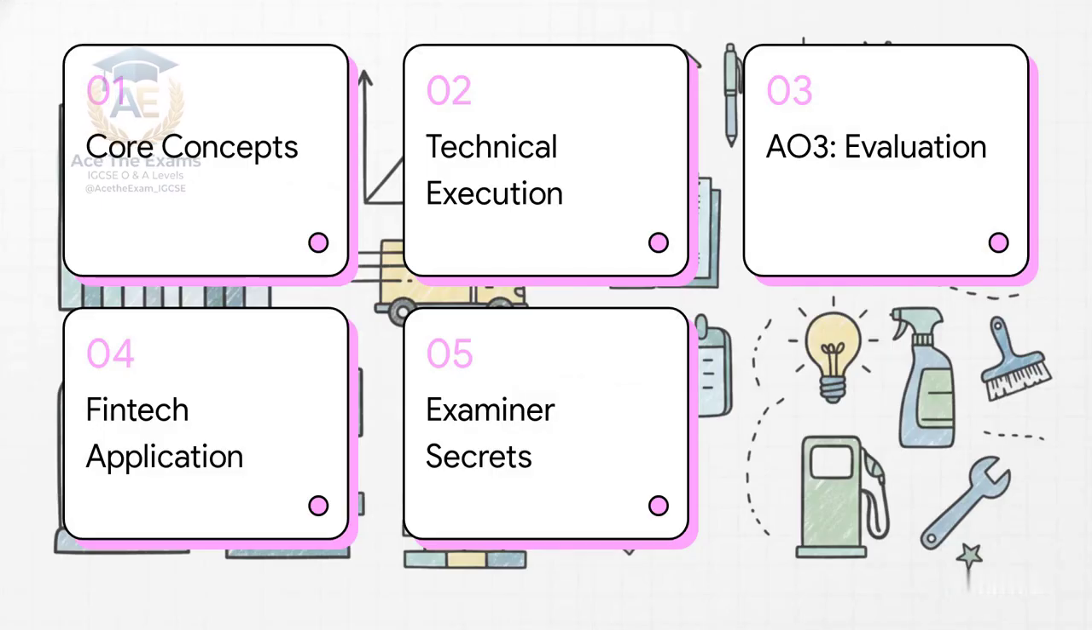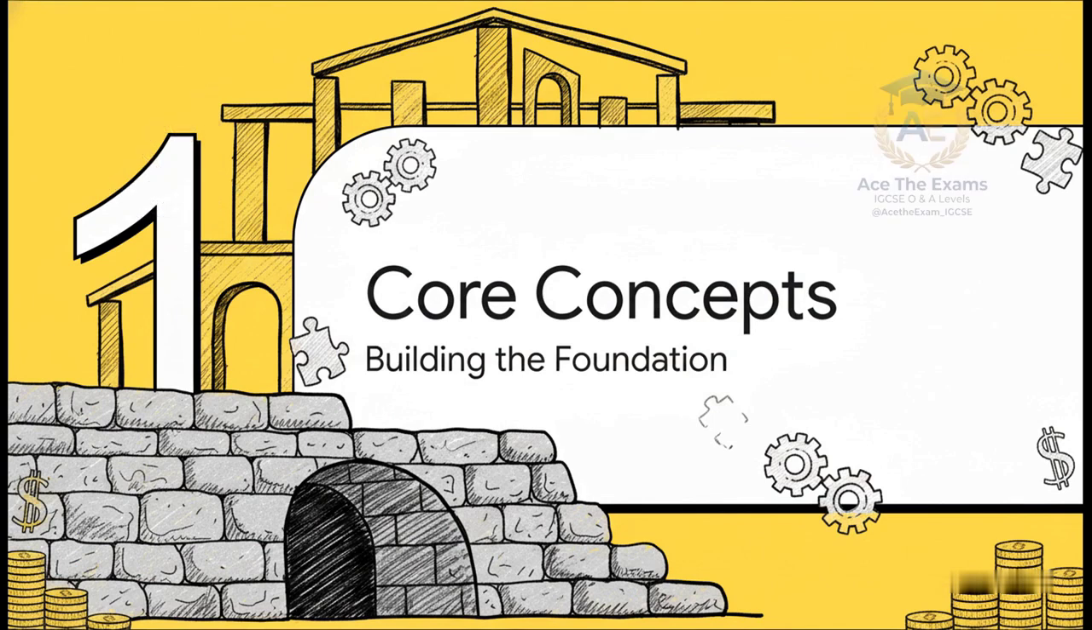Right, so here's our quick roadmap for this explainer. 1, we'll hit core architectural concepts. 2, the technical execution strategy. 3, we'll dive into AO3 ratios and evaluation. 4, a real-world fintech application. And finally, 5, we're spilling the examiner's secrets and pitfalls. Okay, let's jump right into part 1.